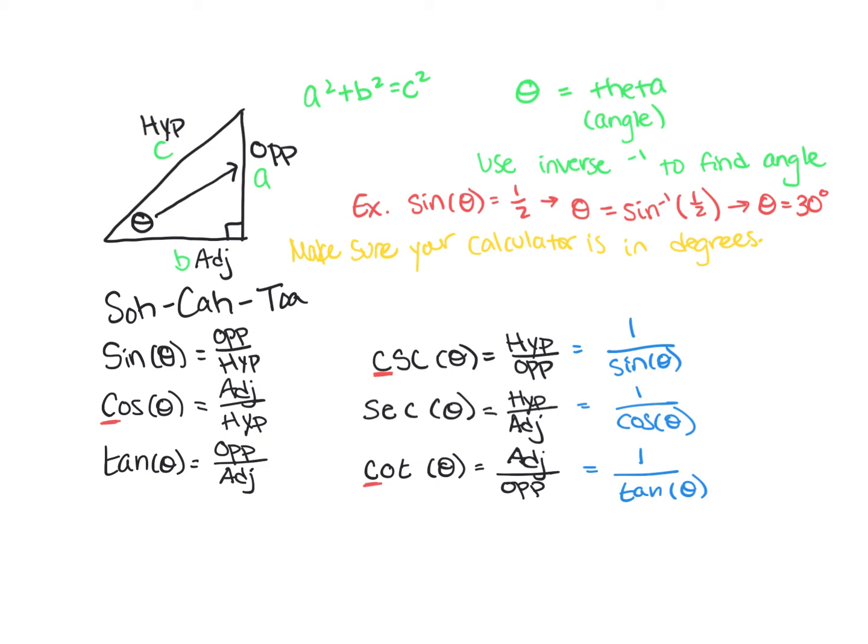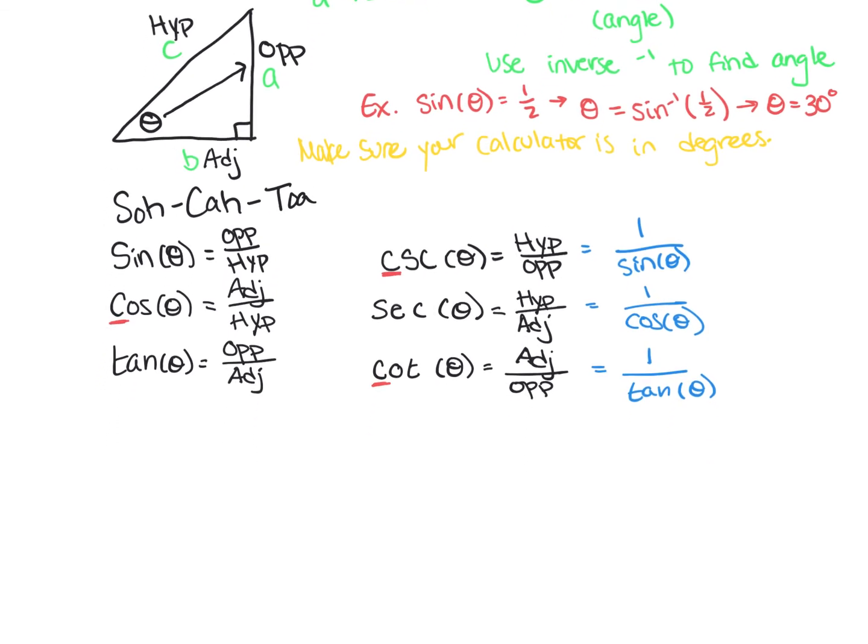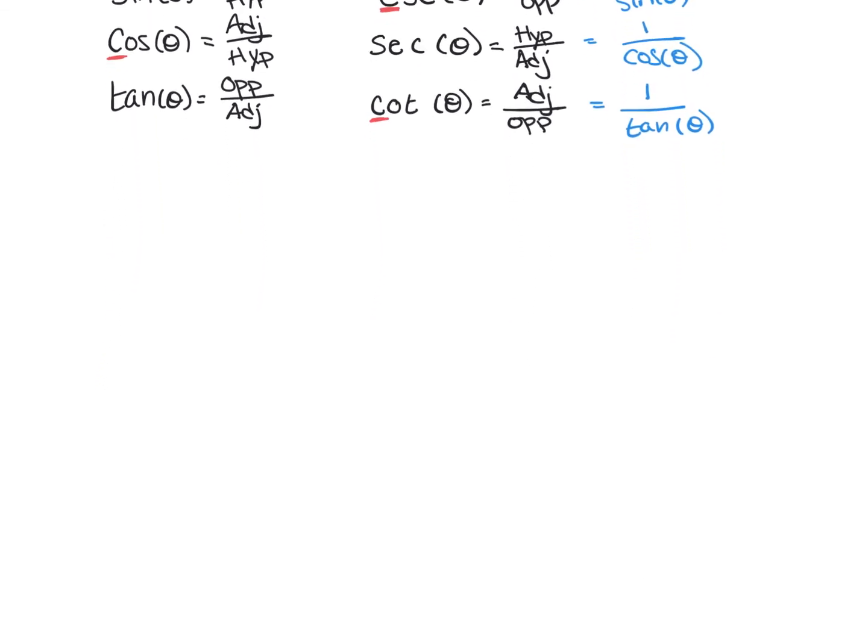So let's get started. When you're looking at the worksheet, I'm going to start with problem number 31. Problem number 31 says that cosine of theta is equal to 2 pi over 3. So the first thing that we want to do is build our triangle and find the missing side.